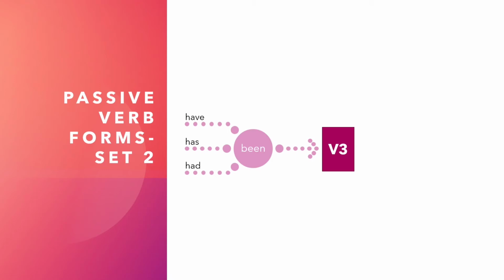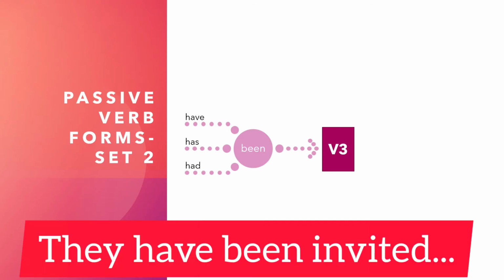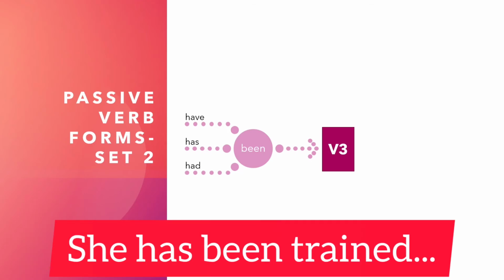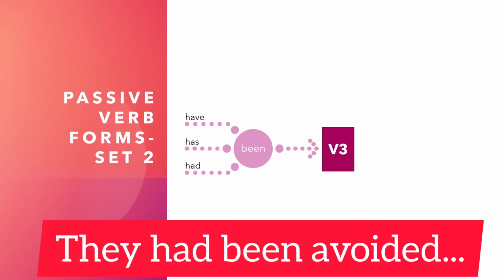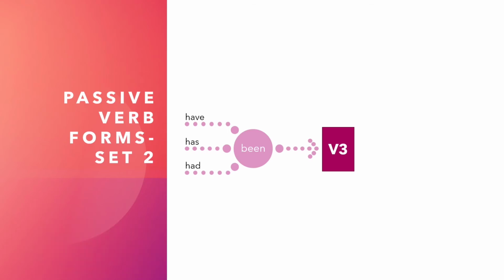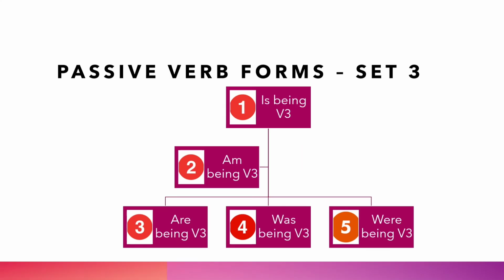So you can make sentences such as they have been invited, she has been trained, they had been avoided, something like that. So this is the second set of passive verb forms. We use have or has or had plus been plus V3. And here we have the third set of passive voice verb forms.